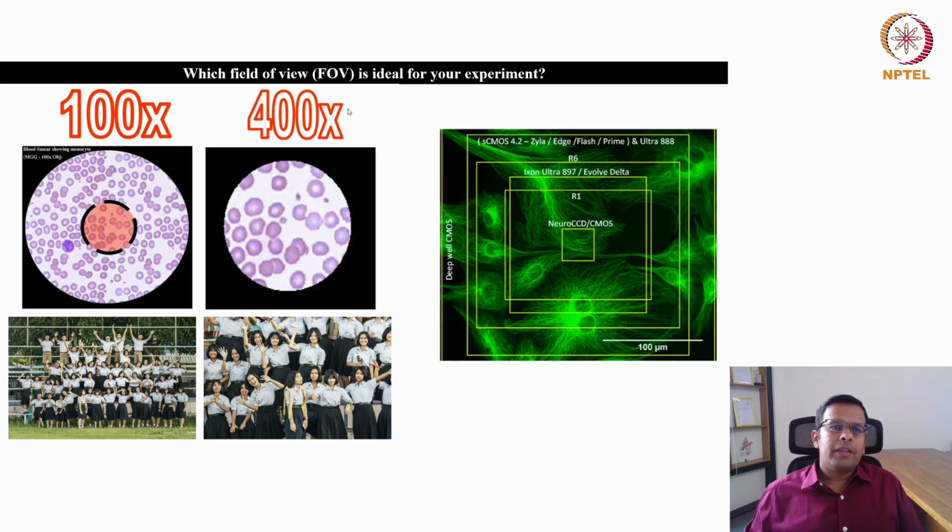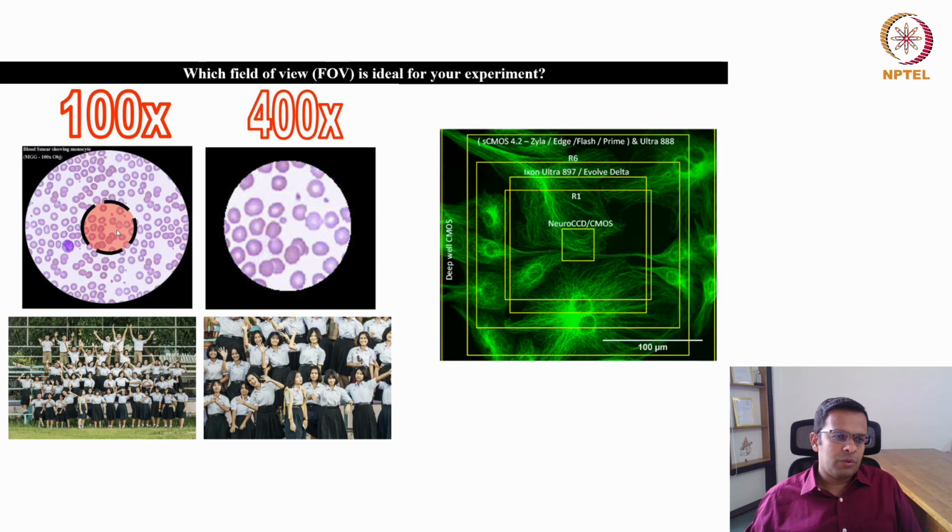Then you have to decide which field of view is ideal for your experiment. Suppose you just want to count 100 cells and see their morphology, and see whether they are different in color or different in size and shape. Then you need a larger field of view in which you can see so many cells. Then from just one image you can easily count hundreds of cells and make that decision.